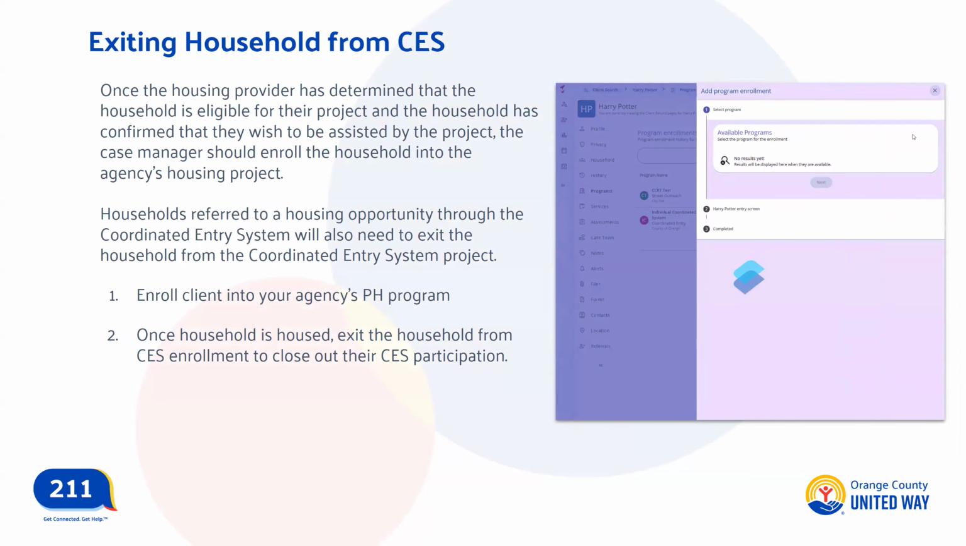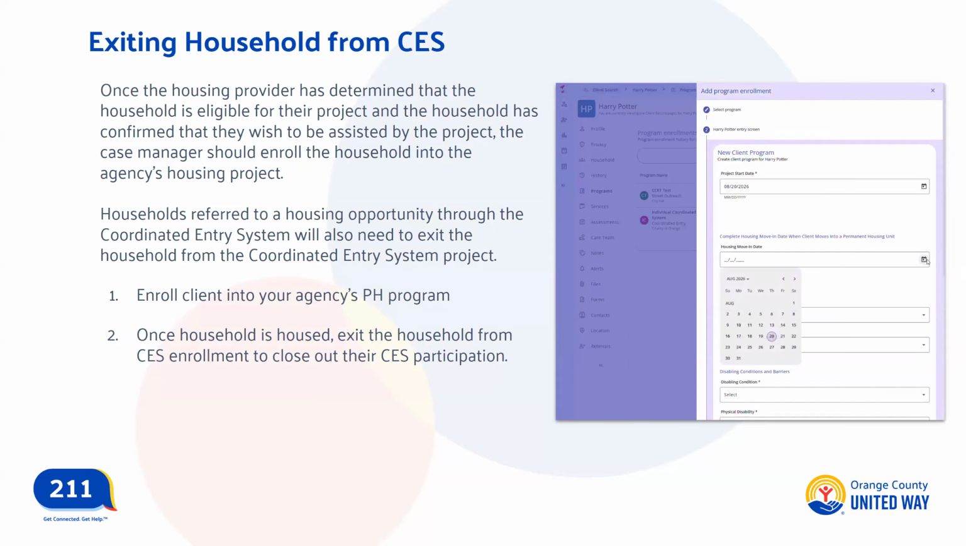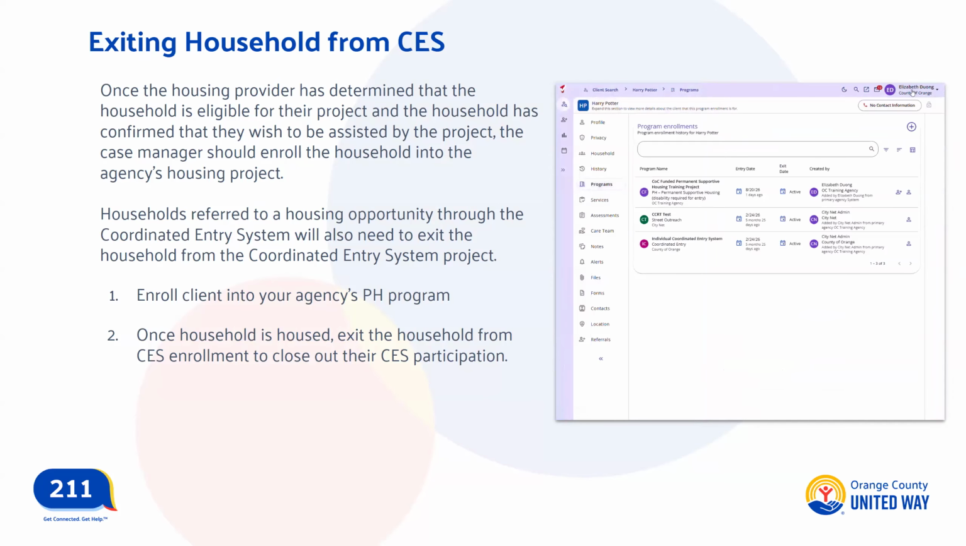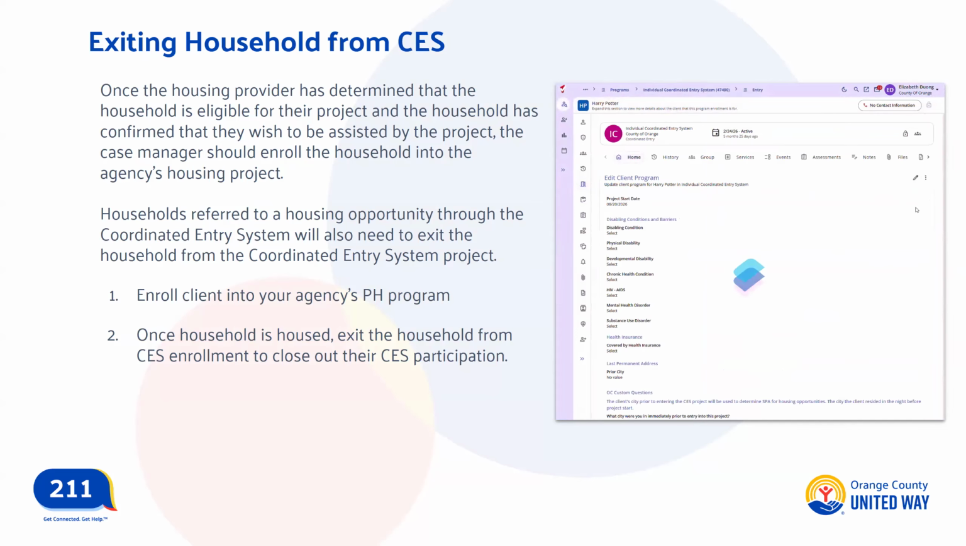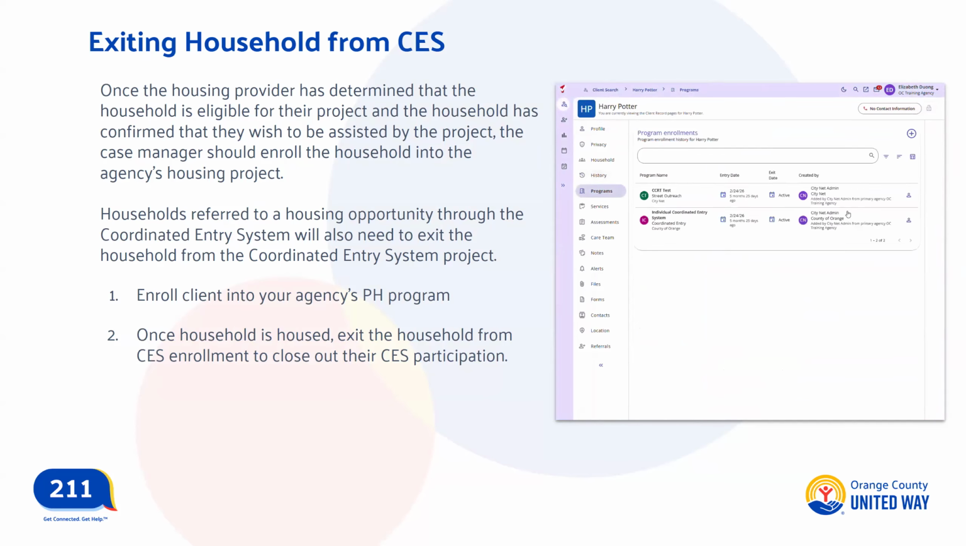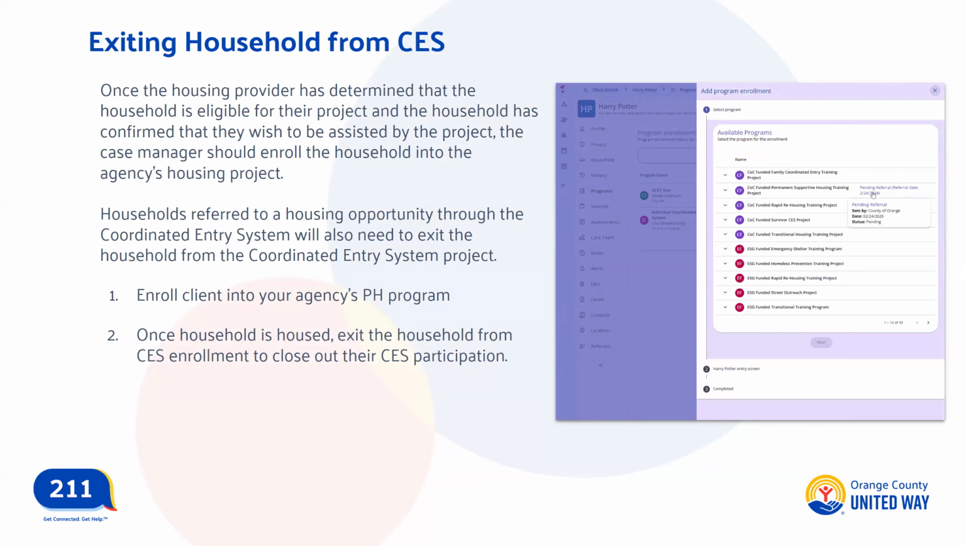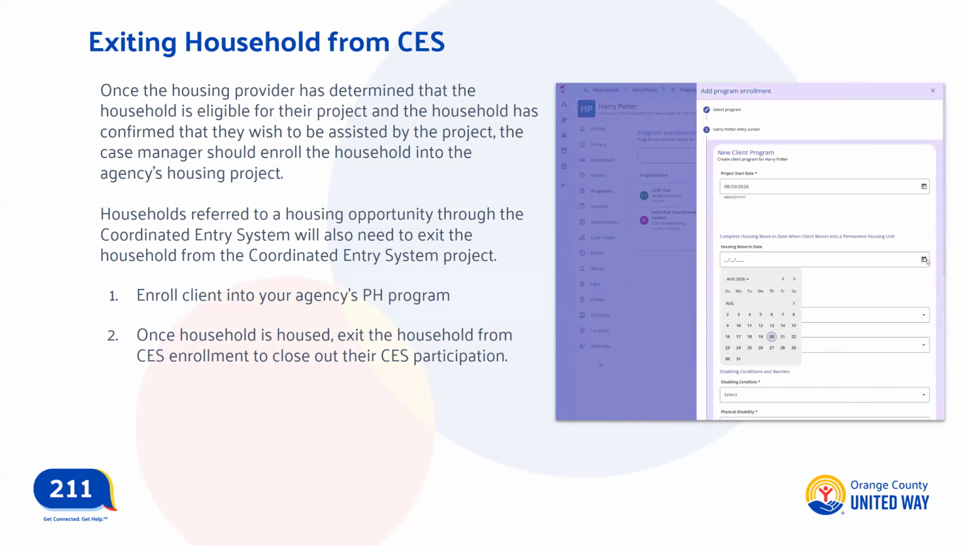Exiting household from CS. Once the housing provider has determined the household is eligible for the project and the household has confirmed that they wish to be assisted by the project, the case manager should enroll the household into their agency project. Households referred to a housing opportunity through the coordinated entry system will also need to exit the household from the coordinated entry project. So the first step is to enroll the client into your program. Once they are housed, you do need to take an extra step and go back into the coordinated entry enrollment and exit them from CS to close out their CS participation.